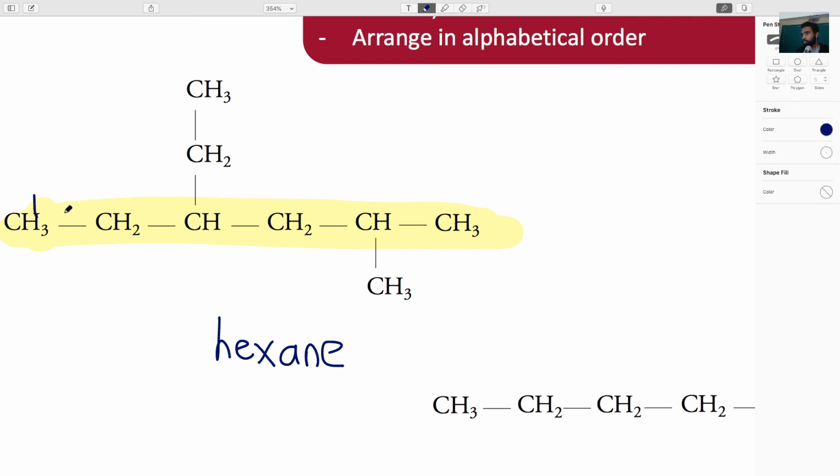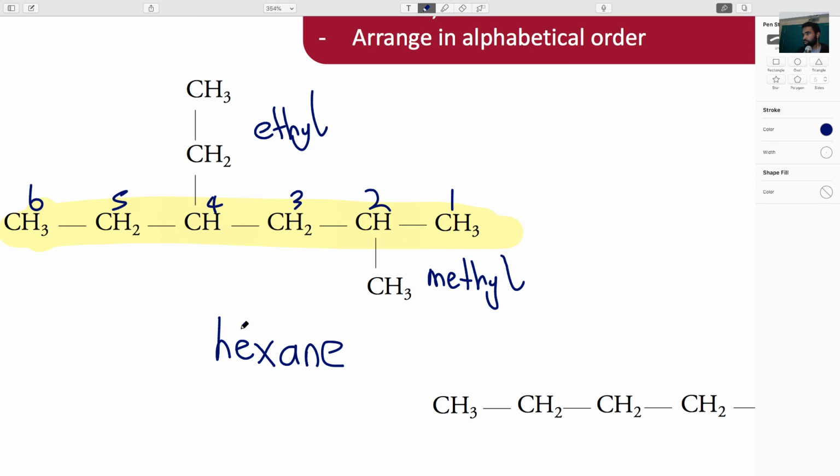But what numbers should we give to these carbons? If we go this way, 1, 2, 3, then that one will get a 3. But if we go the other direction, then this one gets a 2. So that's the way we should go. 1, 2, 3, 4, 5, 6. So this one gets a 2, and what is his name? He is a methyl. And that one over there has 2 carbons, so that is an ethyl.